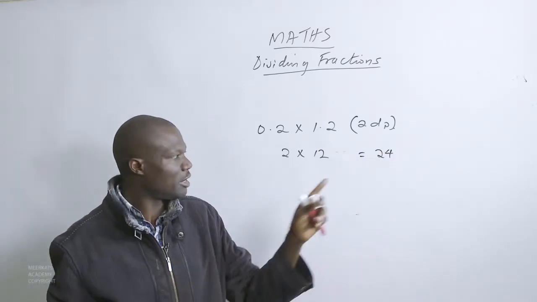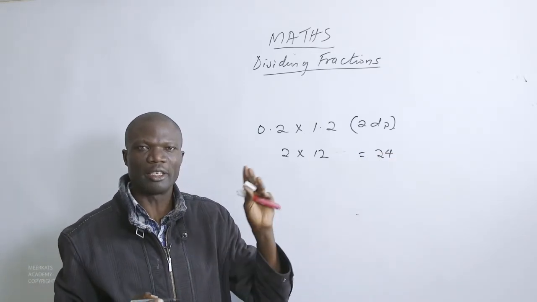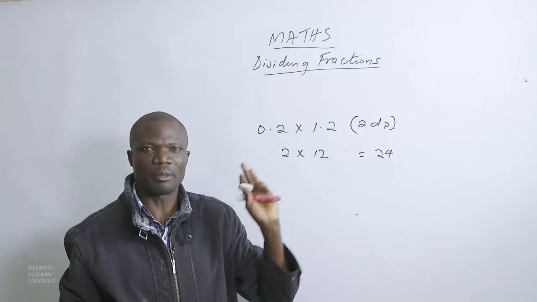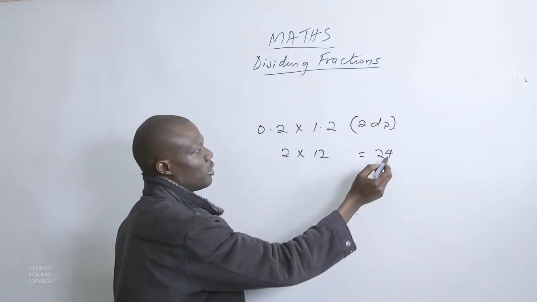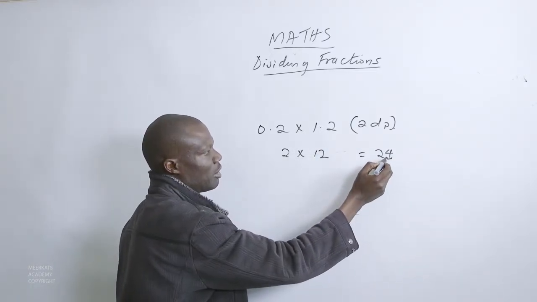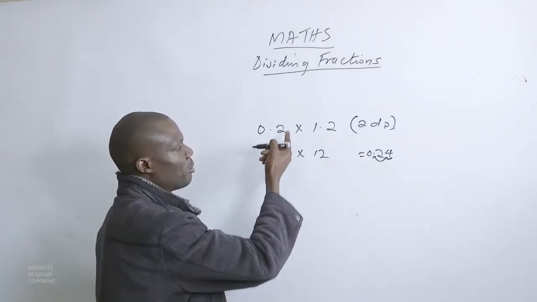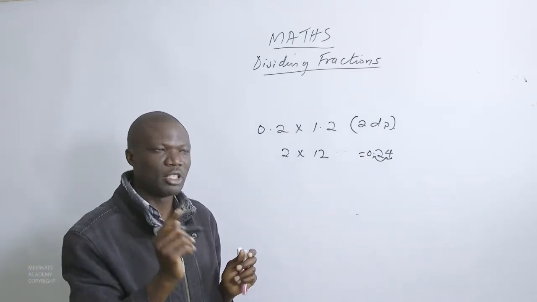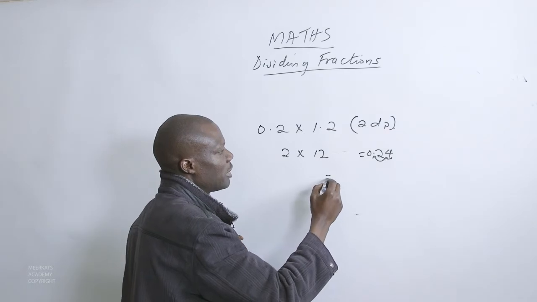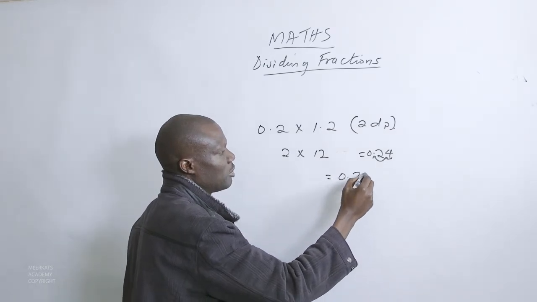But then, this is a whole number, but we were multiplying the decimals. How many decimal places are they supposed to be there? 2 decimal places. So this one forces us to count 1, 2, and you'll find that's where we end. So we find that when you multiply 0.2 times 1.2, you'll get 0.24.